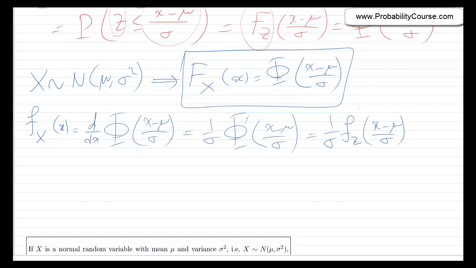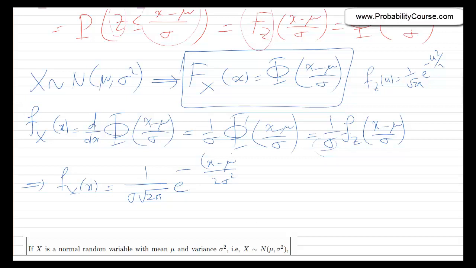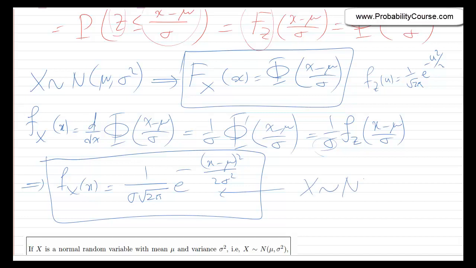And remember, f_Z of x, or f_Z of any value u, was 1 over square root of 2 pi times e to the minus u squared over 2. So the conclusion is that f_X(x) you can write as 1 over sigma square root of 2 pi, we have a sigma here, e to the minus (x minus mu) squared over 2 sigma squared. Okay, so that's the PDF of a random variable x that is normally distributed with parameters mu and sigma. So we could start from here.